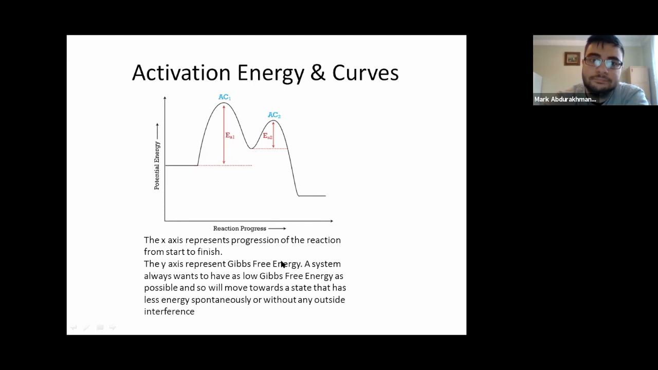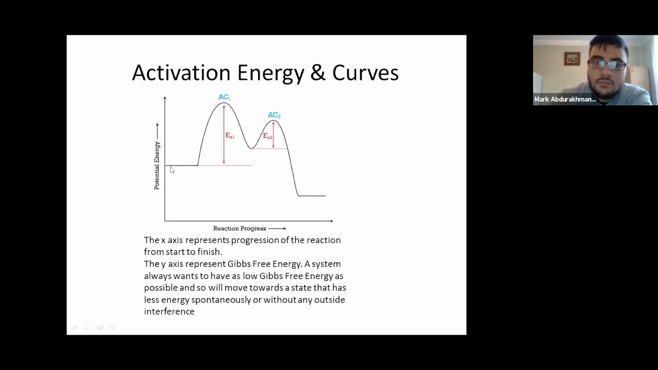Okay. Next, we want to talk about activation energy and curves. This involves a little bit of thermodynamics, right? Which we haven't covered yet, but I'll try and explain it very briefly. The x-axis in this graph represents the progression of the reaction from start to finish.